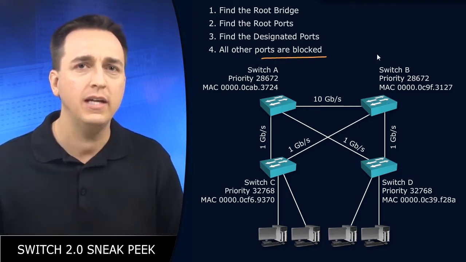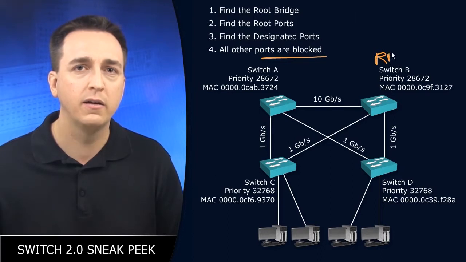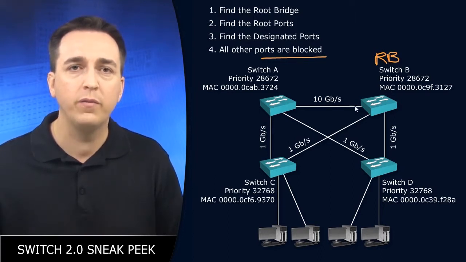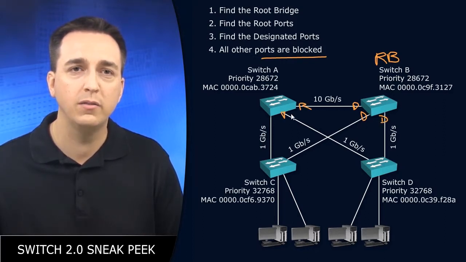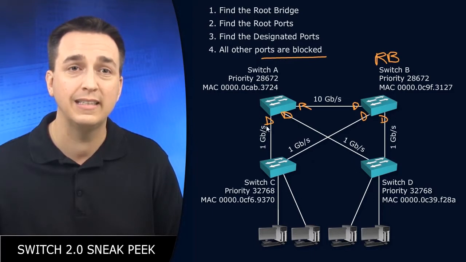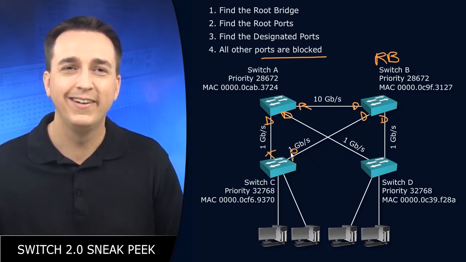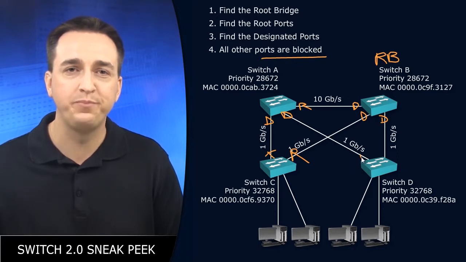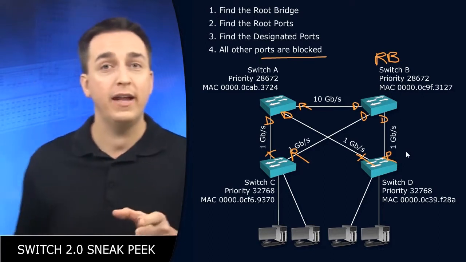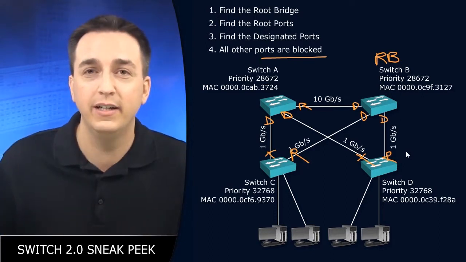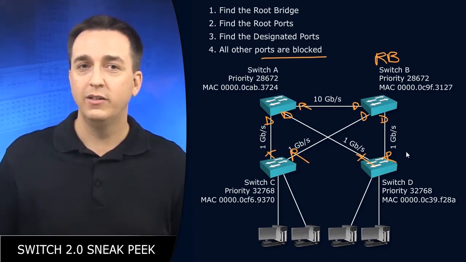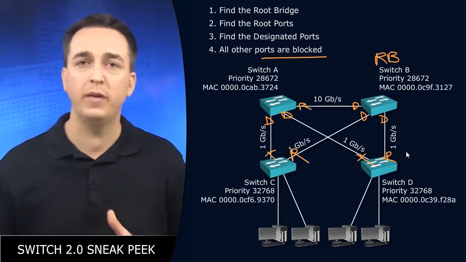For example, in this case, we have our root bridge right here. And then from there, this is going to be a designated port, designated port, designated port. This is a root port. This is going to be a designated port. This one's designated. This is blocking. This is root. This is going to be blocking, and this one's going to be root. Now, if you don't know how I figured that out, you'll definitely want to join us in the Switch 2.0 course, so you can fully understand how spanning tree makes this decision.